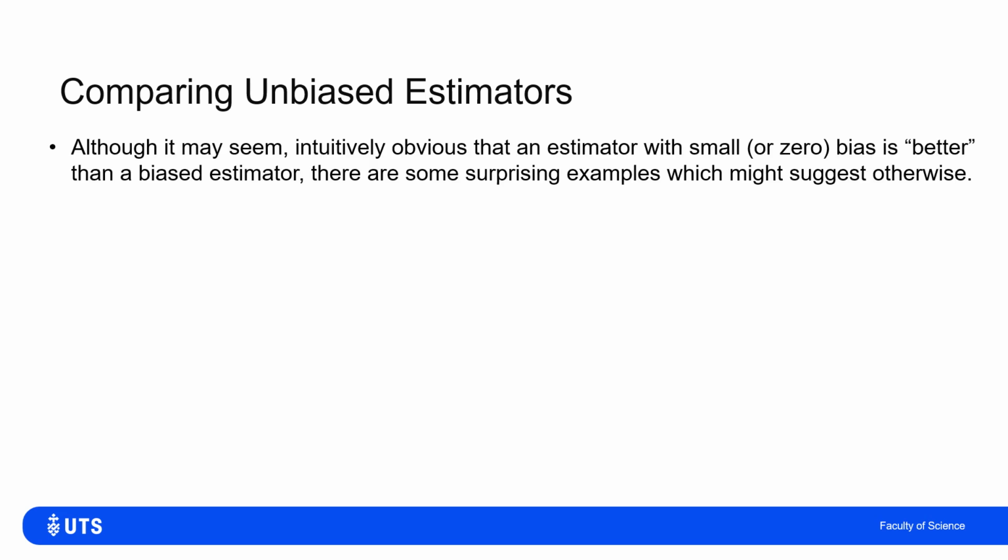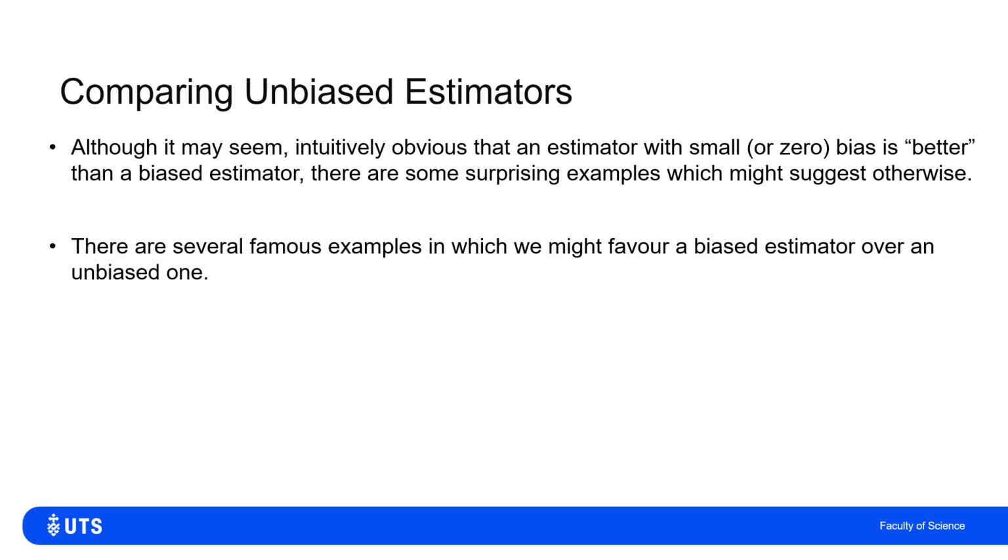If you were just asked straight away whether you'd prefer to have a biased estimator or an unbiased estimator, it seems like a silly question, an obvious question to answer, that you would prefer an estimator with no bias or very small bias. But there's a few famous examples of where we can have an unbiased estimator, which is in fact fairly obviously not a good estimator.